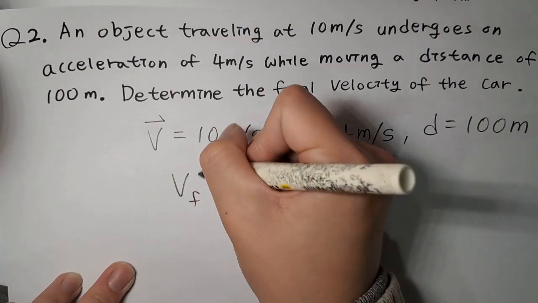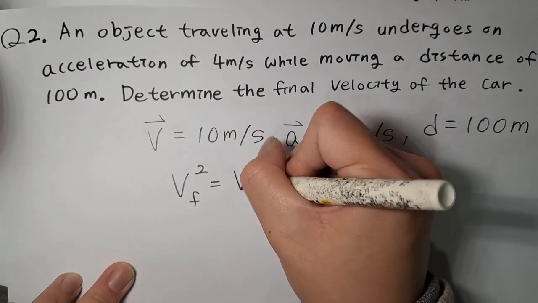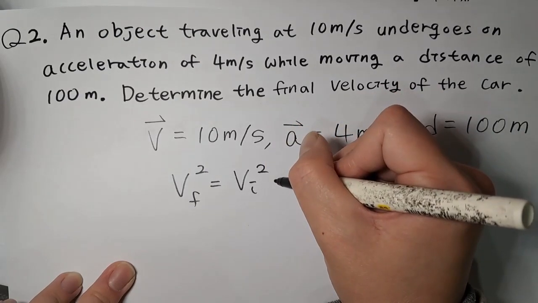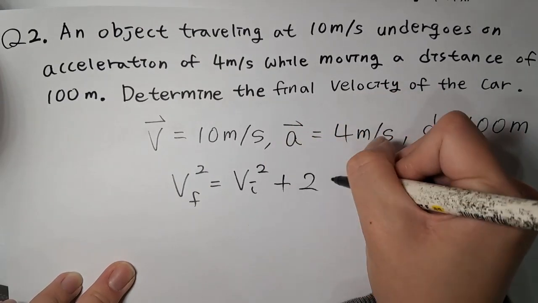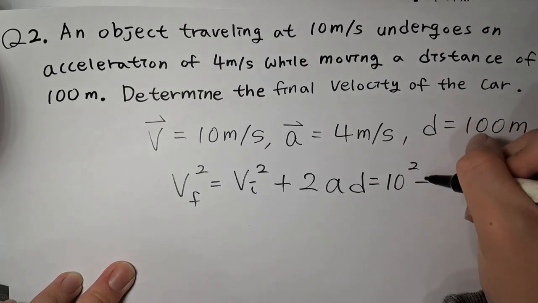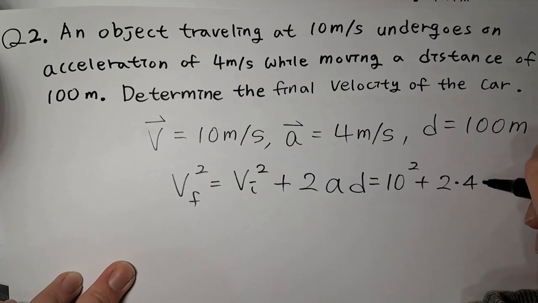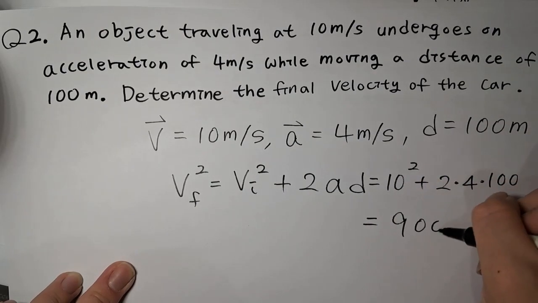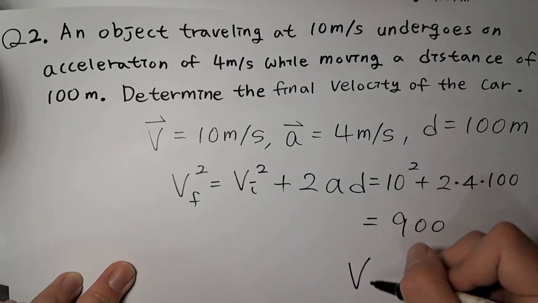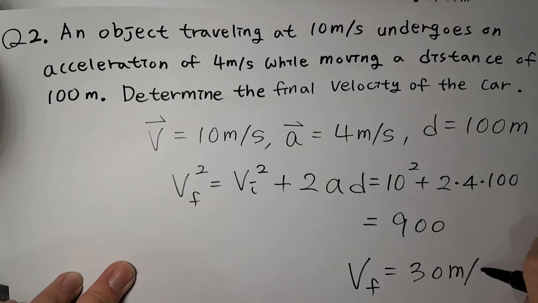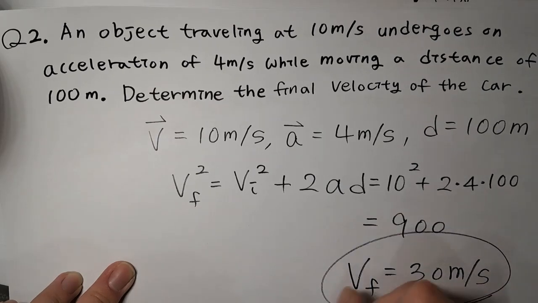We are going to apply this to the equation, and you can find this. Then the final velocity is going to be 30 meters per second.